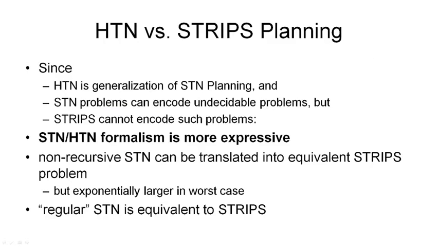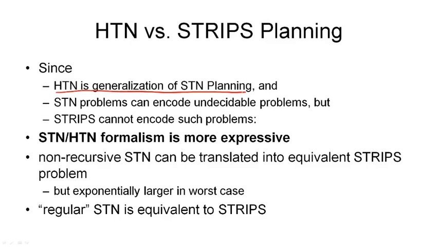I want to take a step back now and compare HTN planning to the STRIPS planning we've seen previously. And the first thing I want you to understand is that HTN planning is far more expressive than STRIPS planning. So you can encode problems in HTN that you can't encode in STRIPS planning. And this applies to HTN and STN planning alike. So I will argue here that this holds for STN planning. And since HTN planning is a generalization of STN planning, it will also hold for HTN planning.